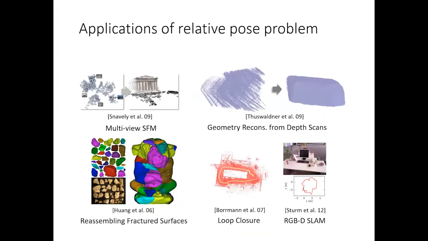This problem, of course, has many applications, and this is just a subset of them. If you're familiar with 3D vision, in multi-view structure from motion, we need to estimate the relative poses across the images. It is also used for geometry reconstruction from depth scans, reassembling fractured surfaces, and detecting loop closures in RGB-D SLAM. Those are all very important problems.